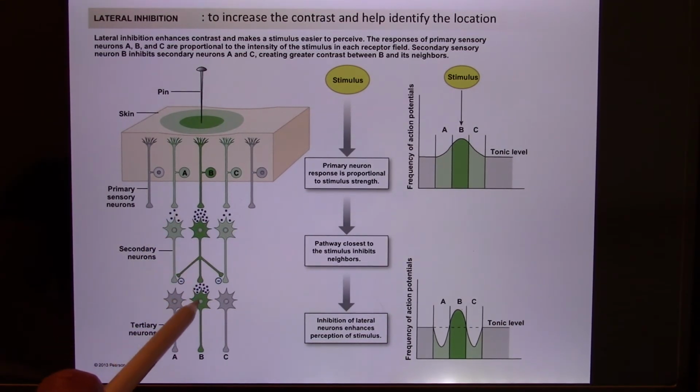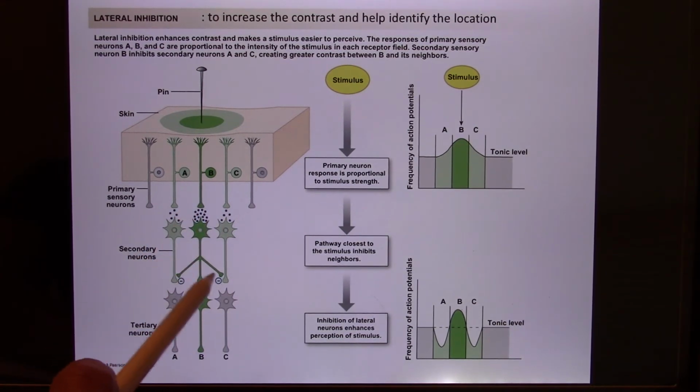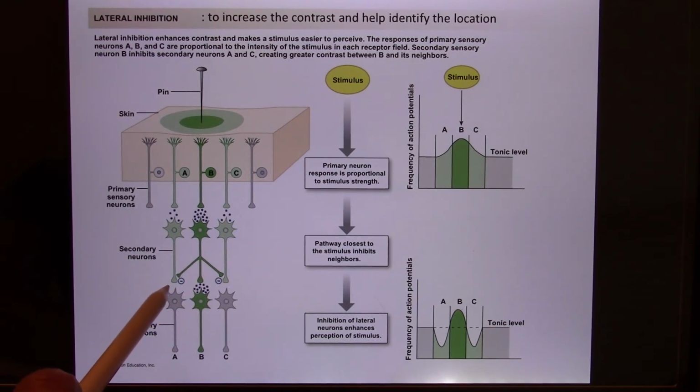So when the signal goes to this layer, the central one is going to release neurotransmitter, but these two peripheral ones actually inhibit, so they release nothing. And when the signal goes to the third layer, the center one releases a lot of neurotransmitter, the peripheral one releases nothing. So this is, I use the word, contrast.